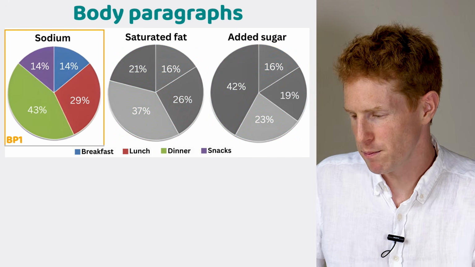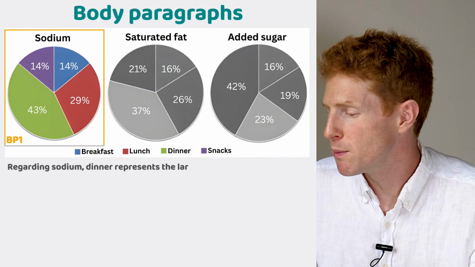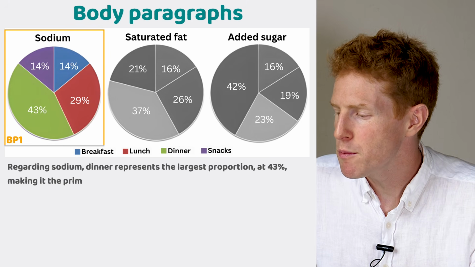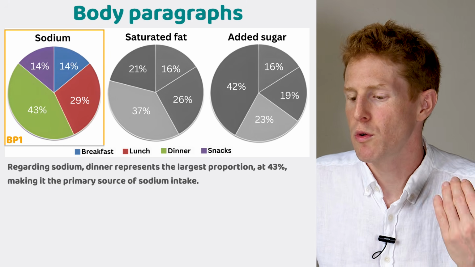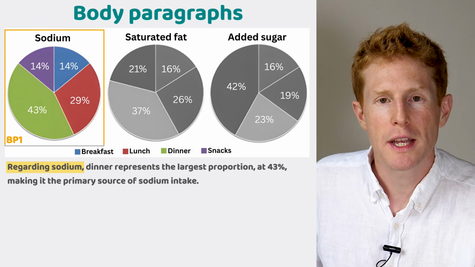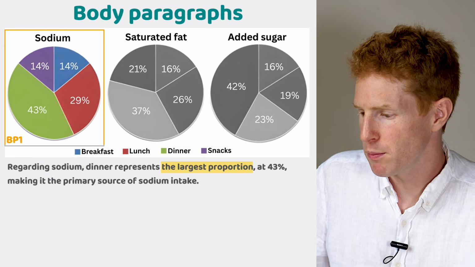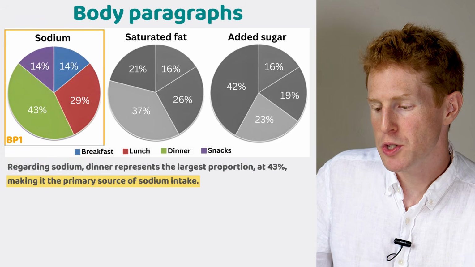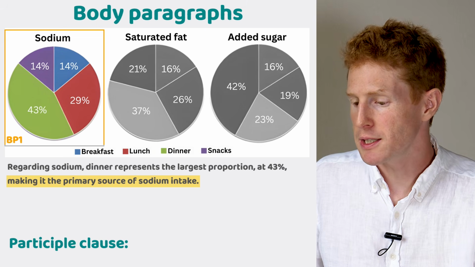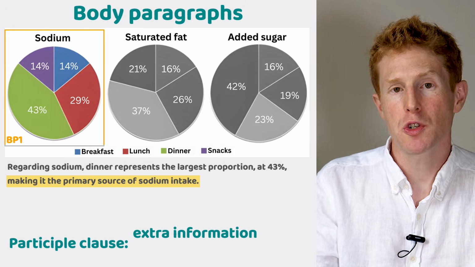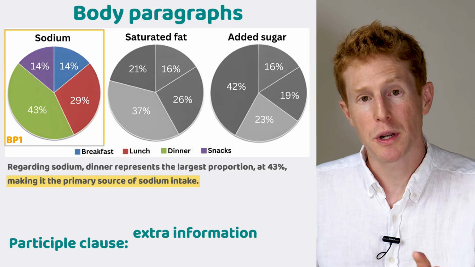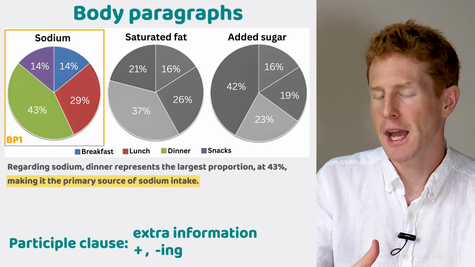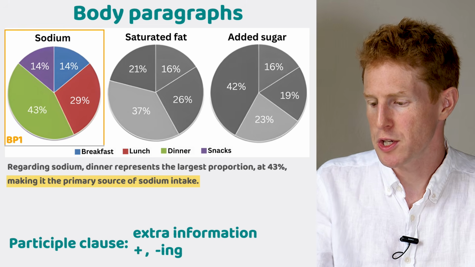It's all about sodium. Regarding sodium, dinner represents the largest proportion at 43%, making it the primary source of sodium intake. I start with regarding sodium. I'm showing the examiner that this paragraph is all about sodium. It's very important that it's easy for the examiner to follow the logic of your answer. Again, I use great superlative language, the largest proportion. And here, making it the primary source of sodium intake, I use a participle clause, which is a clause to give extra information that we form by adding it to an independent clause with a comma and then an ing verb, so making it the primary source of sodium intake.